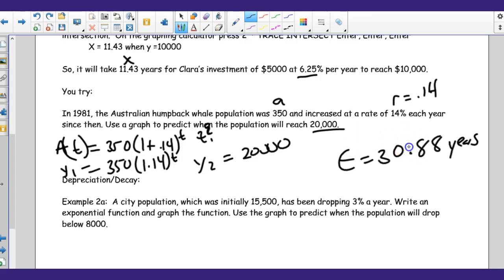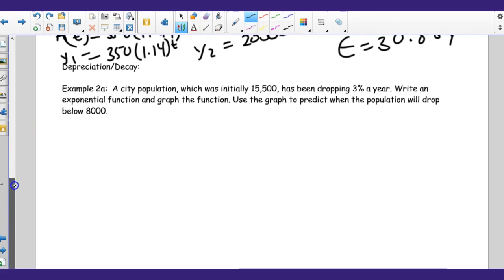So in 30 years, almost 31 years, the population will be 20,000 humpbacks, okay? Now, decay. Remember the formula for decay is A of T equals A times 1 minus the rate to the power of T. So a city population, which has an initial of 15,500 people, that's our little a, has been dropping 3% each year. So that's our R, which we convert to 0.03.